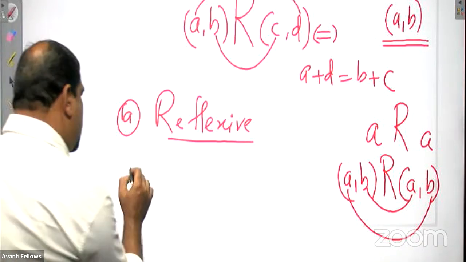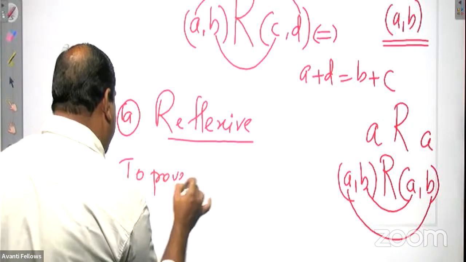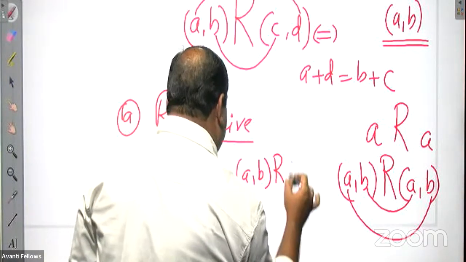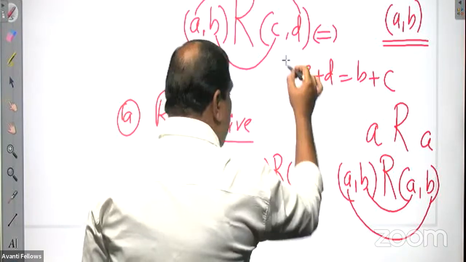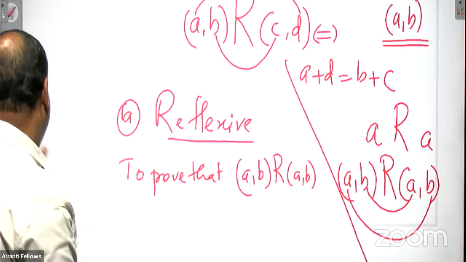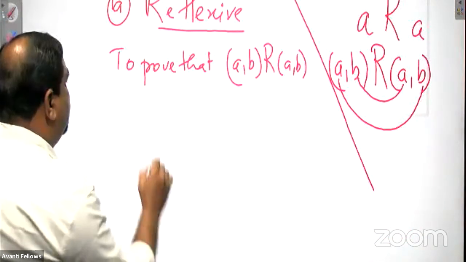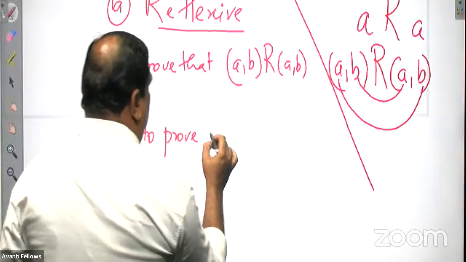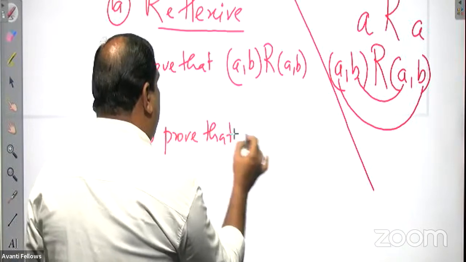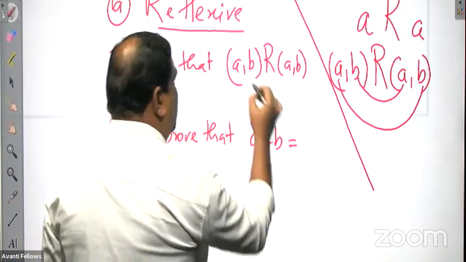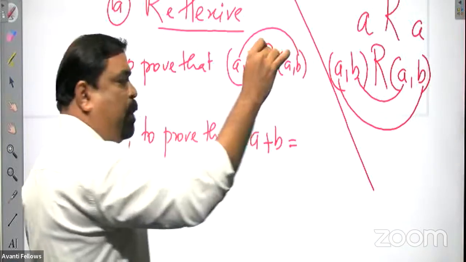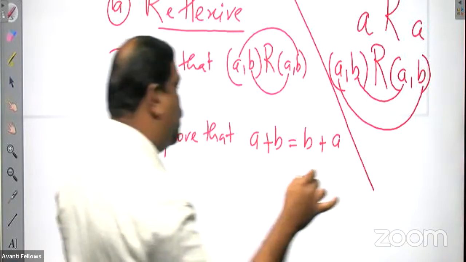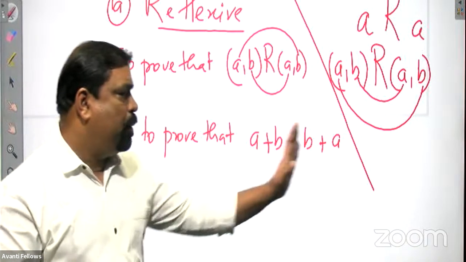So we'll write like this. To prove that (a, b) is related to (a, b), that is to prove a plus b, the first plus last, equal to b plus a, second plus third. That is, to prove that a plus b equal to b plus a.